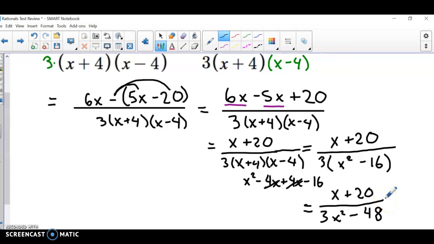And like I said, you may not always have to do that with (x plus 4)(x minus 4) and the 3, multiplying them all together. But if your answer choices on your test are multiple choice and they come in this form, you just need to know how to FOIL that back out and multiply it in. So there we go.